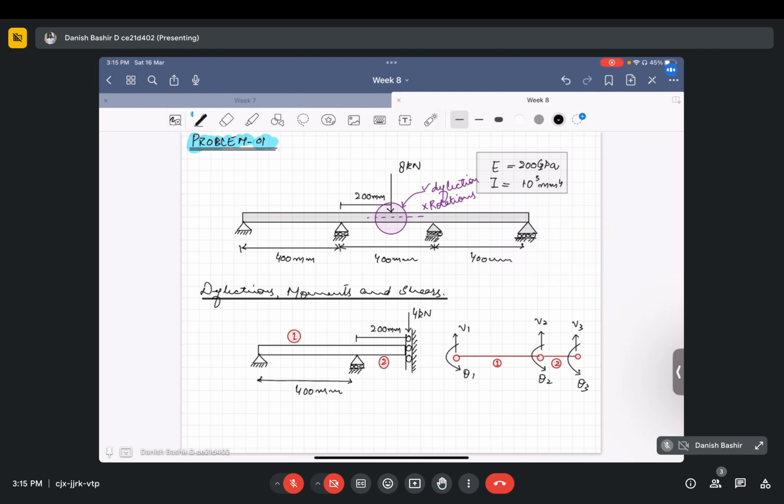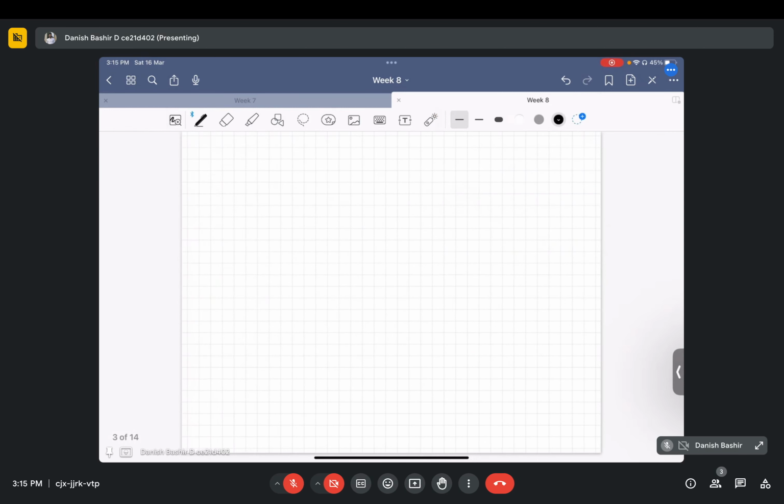So starting with the first element. If you see element 1, its length is 400 mm, and E and I are given as constant for both elements. Writing the equation for element 1, what are the conditions given? E is given as 200 kilonewton per mm square, L is 400 mm, and I is 10 to the power 5 mm to the power 4.